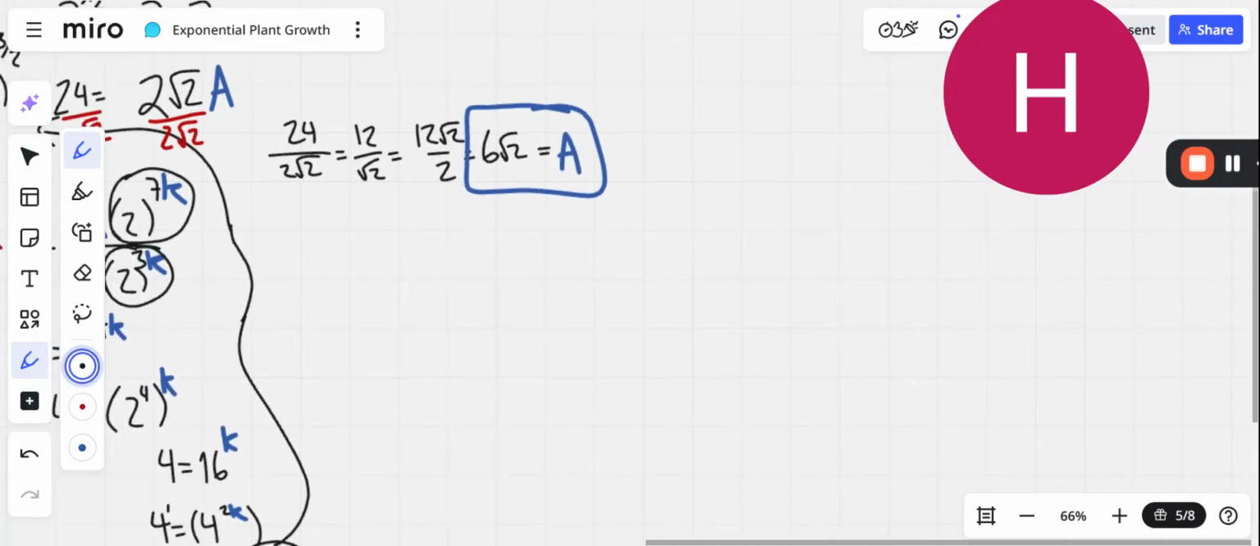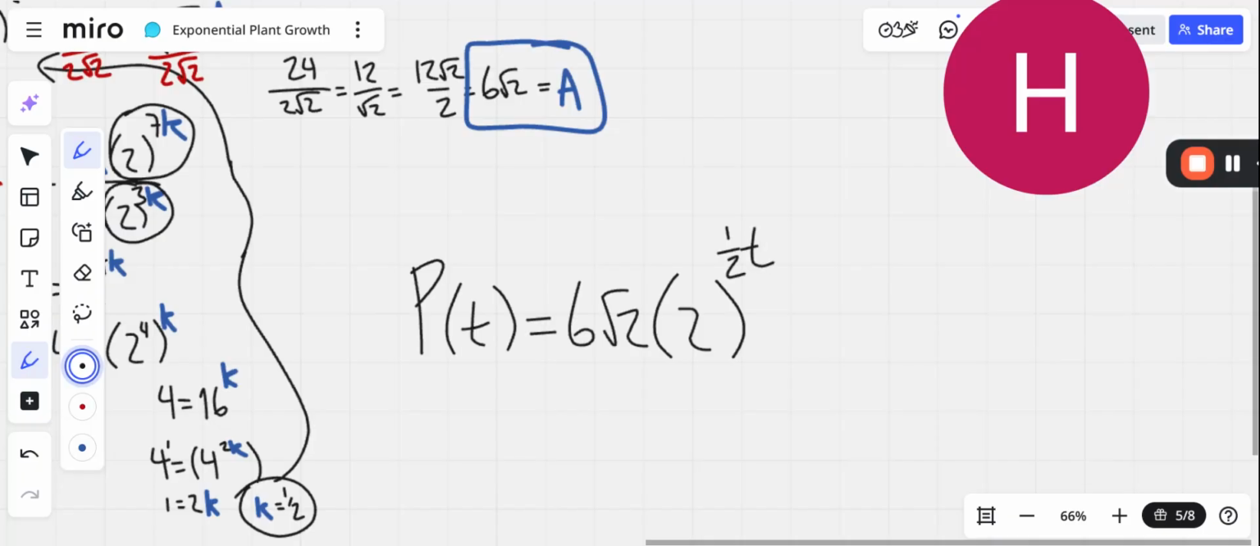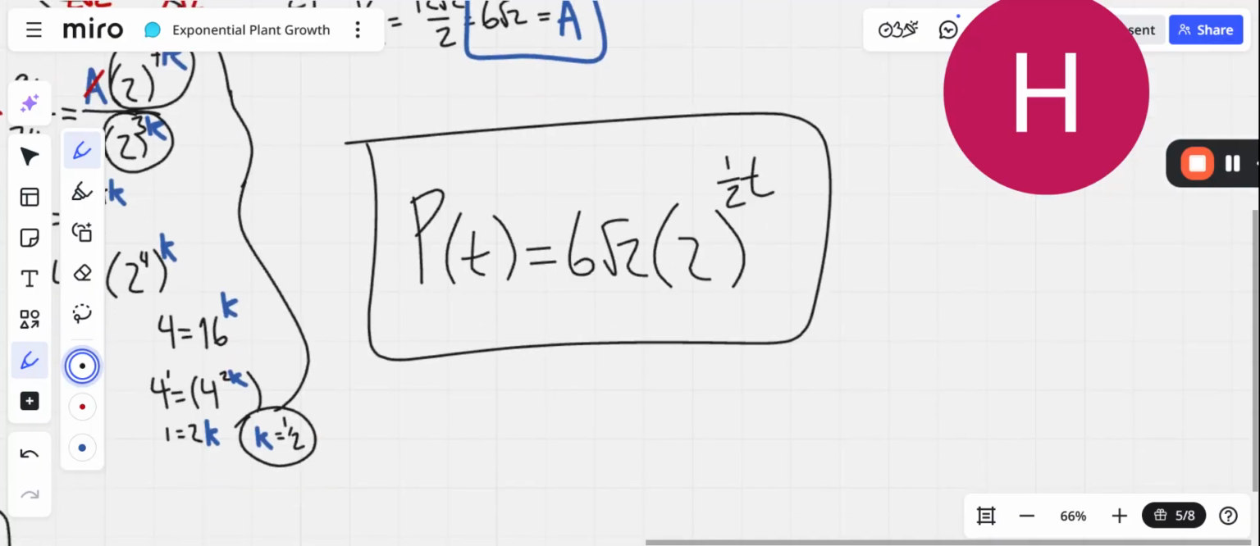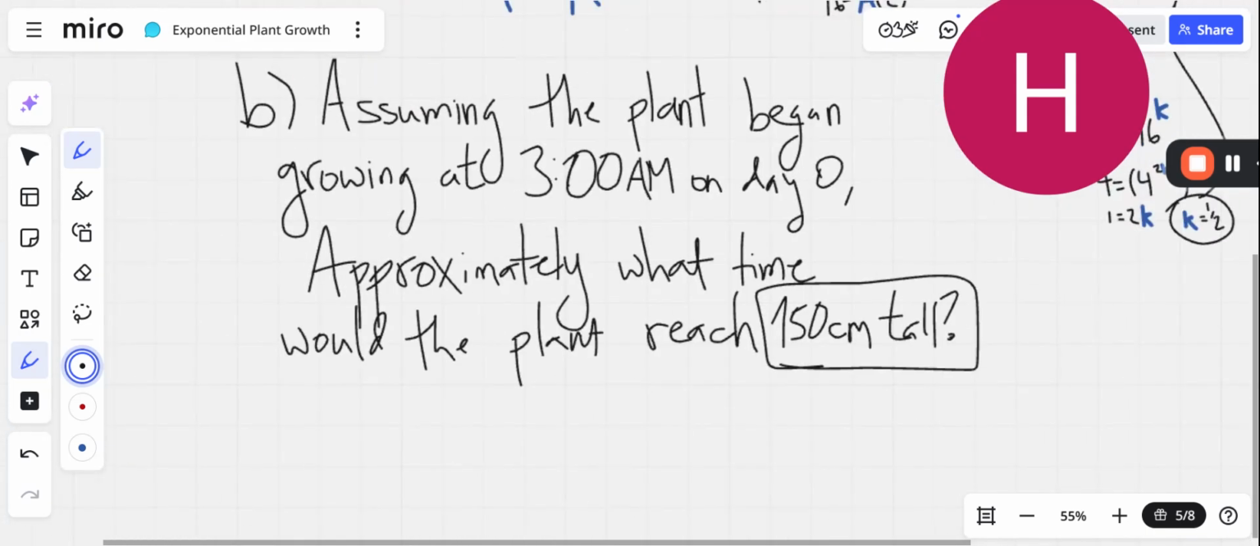So we've found A and K. We can represent the equation, therefore. The height of the plant after t days is going to be 6 root 2 times 2 to the 1/2 t. Okay, this is our modeled equation, and we can use that in order to solve this question for part B.